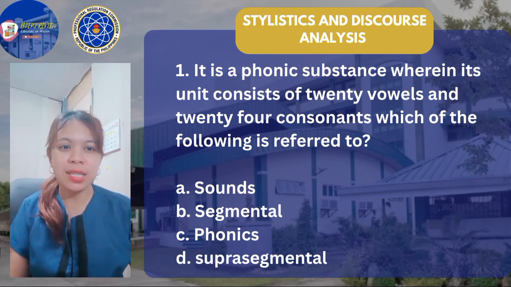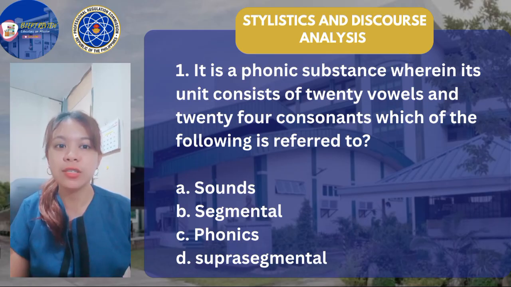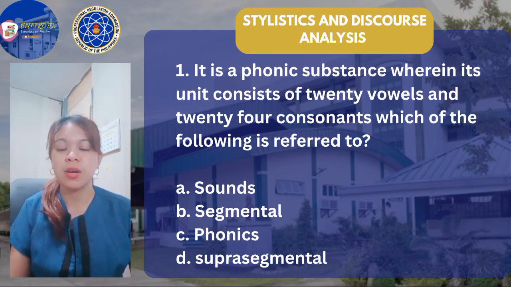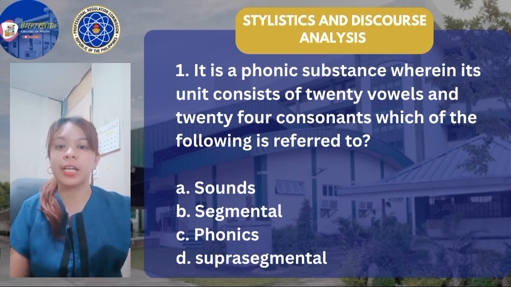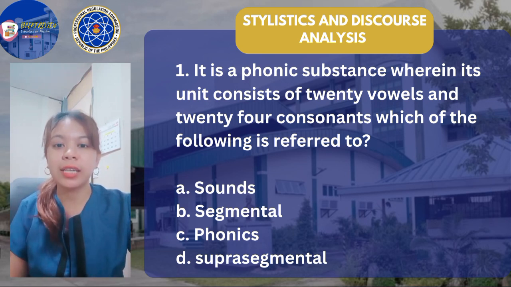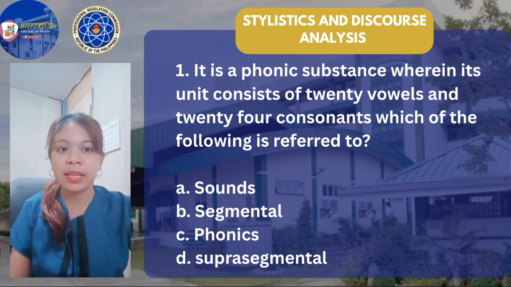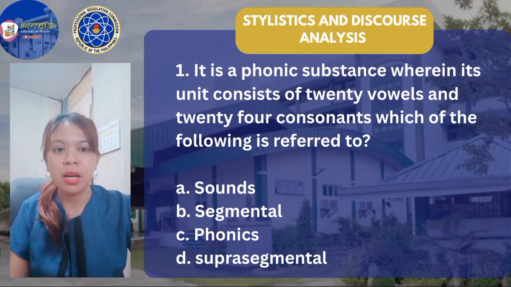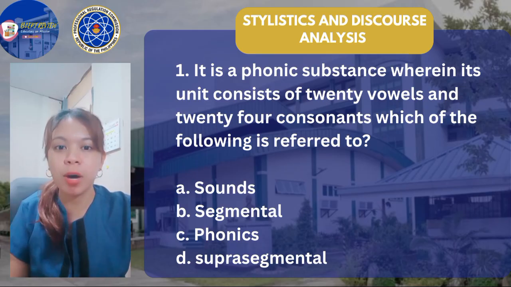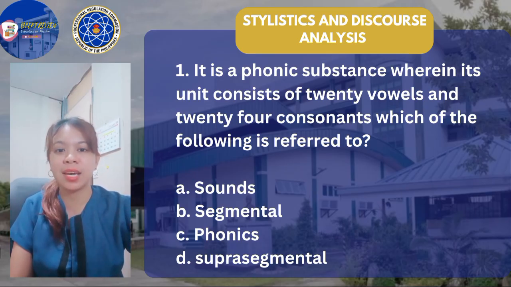It is a phonic substance wherein its unit consists of 20 vowels and 24 consonants. Which of the following is referred to? We have letter A, the sounds, B, segmental, C, phonic, and D, suprasegmental. Which do you think is the correct answer for question number 1? Okay, I'll give you 5 seconds.